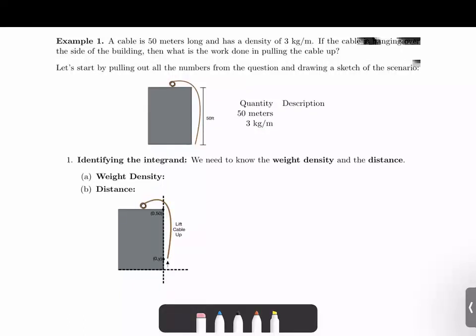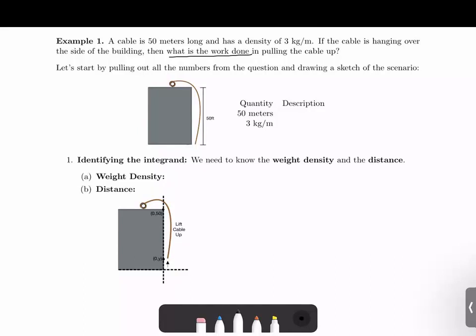Our example reads that we have a cable that's 50 meters long and our cable has a density of 3 kilograms per meter. If the cable is hanging over the side of the building, what is the work done in pulling the cable up? We know that this is a work question because it specifically says, what is the work done if we pull the cable up?